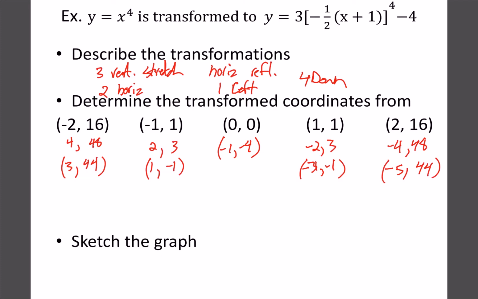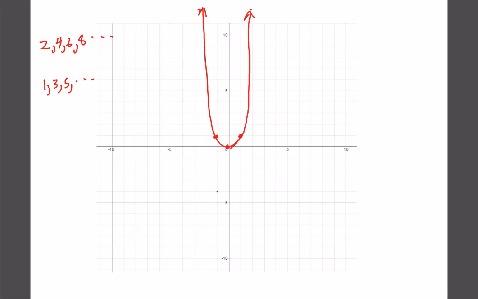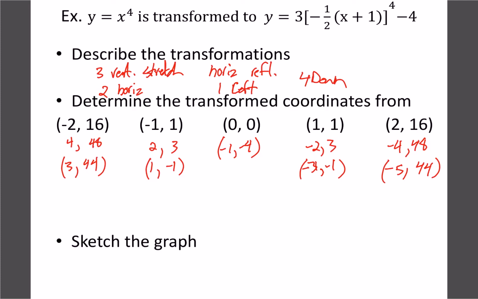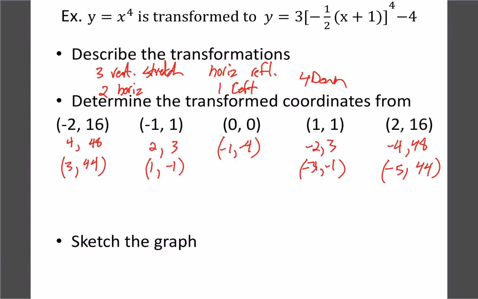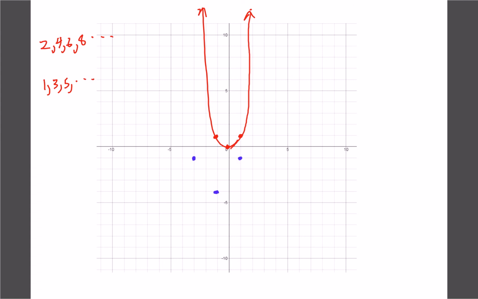So our new coordinates are: our 0, 0 went to negative 1, negative 4. So negative 1, negative 4, that's our new origin. Our other ones are at negative 3, negative 1, and 1, negative 1. And 3, 44, and negative 5, 44. So our 3 is really high, our negative 5 is really high, so we basically get our graph looking something like that.